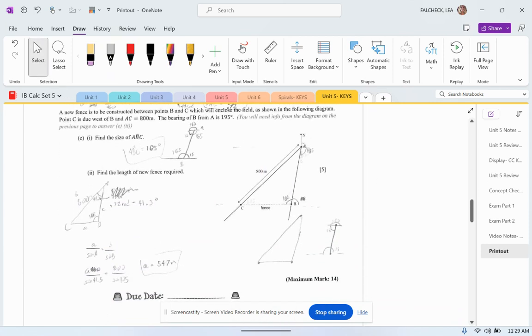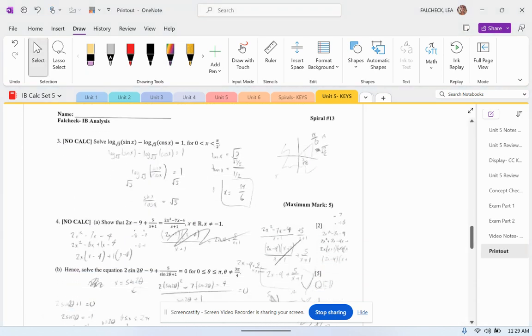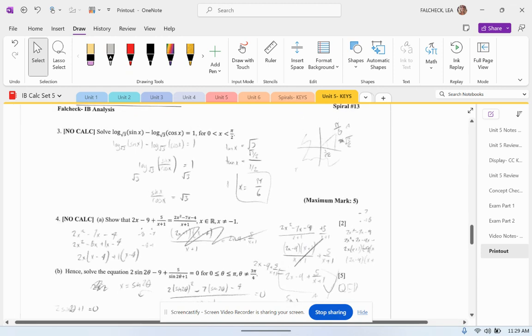Okay. We have the new fence, 105. I got my answer in radians, but they are equivalent. Okay, nice job. And then 547 meters. Perfect. Okay, so you absolutely crushed this question. Good job. Let's go to number 3.